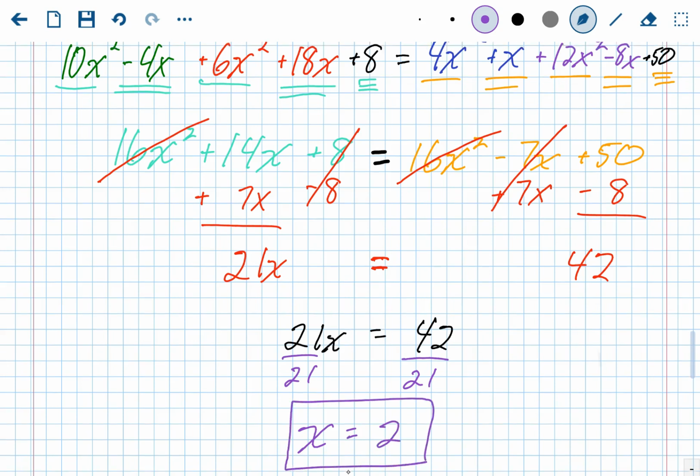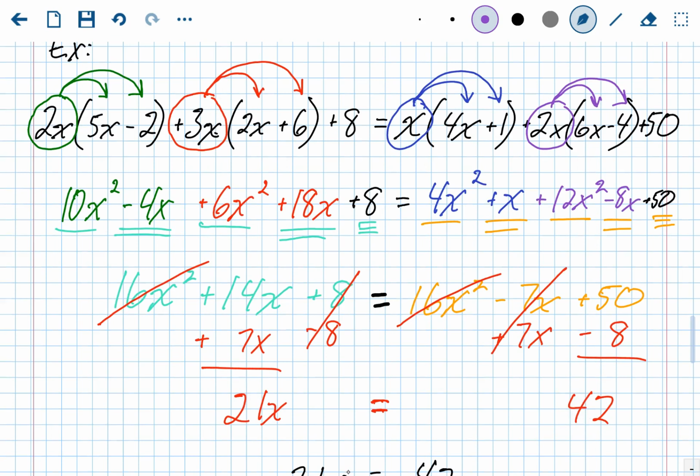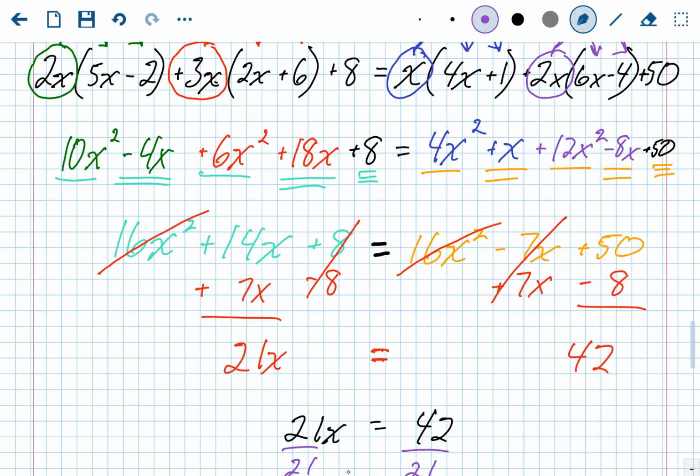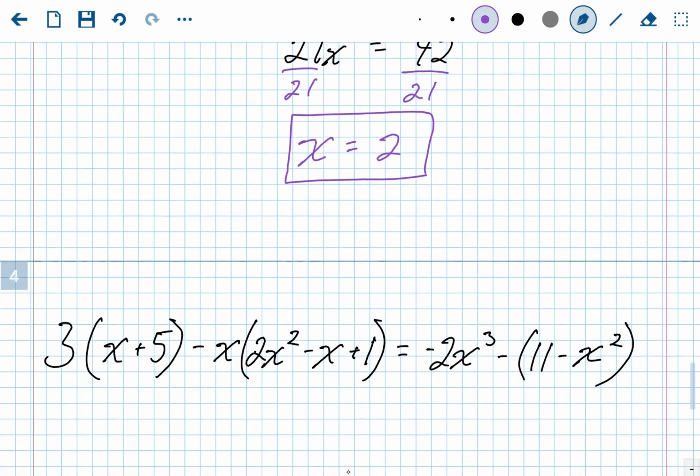So this big, long problem, we were able to get an answer from. It involved 4 distributions. It involved combining a lot of like terms, and then ultimately solving for x, something we've been doing this entire year. So again, just go piece by piece. Worry about the left side completely. Worry about the right side completely. Simplify as much as you can for each. And then worry about getting all your x's together to solve for x.